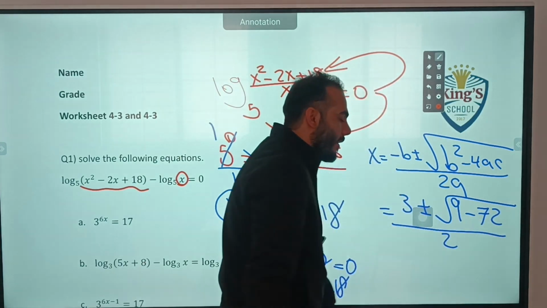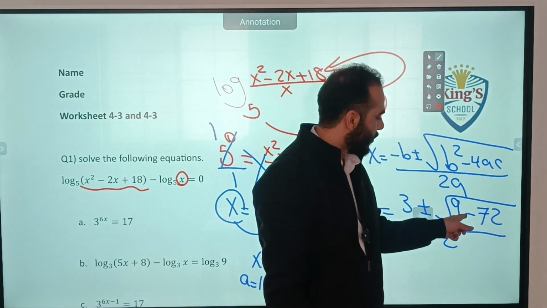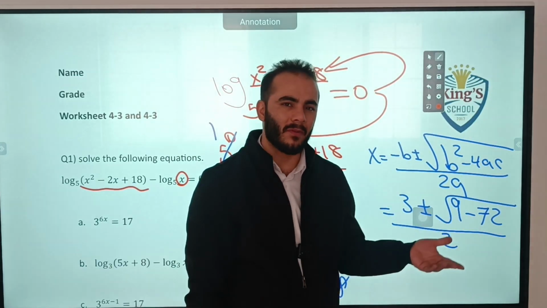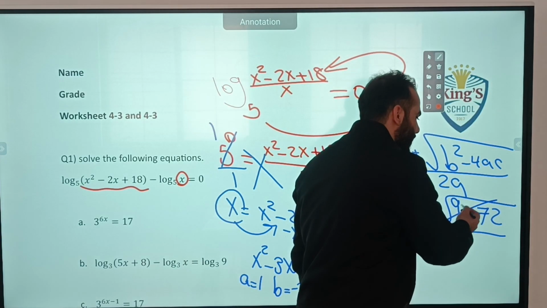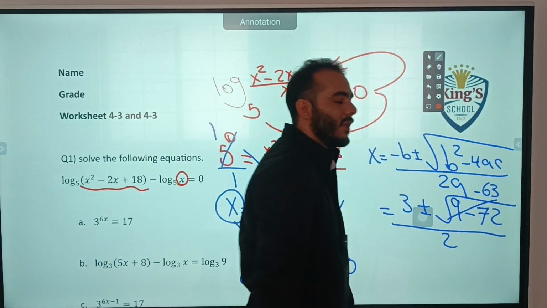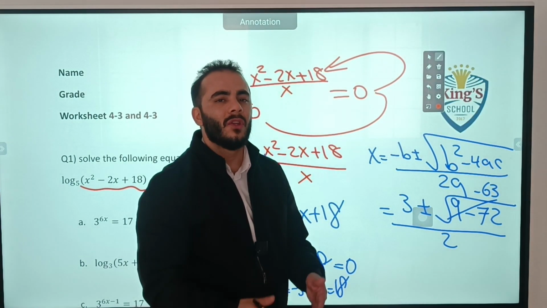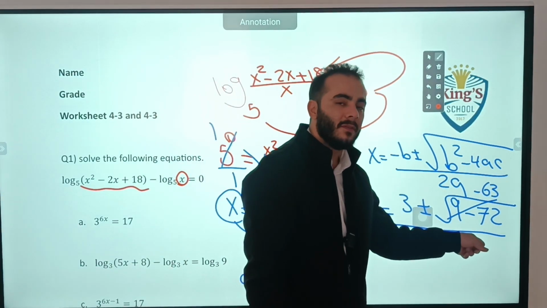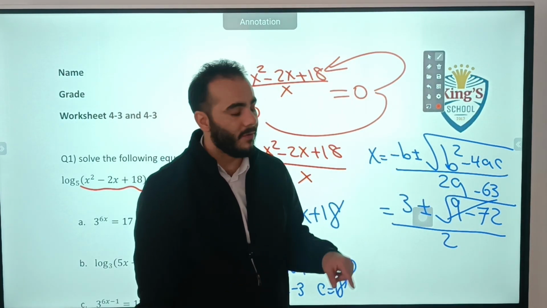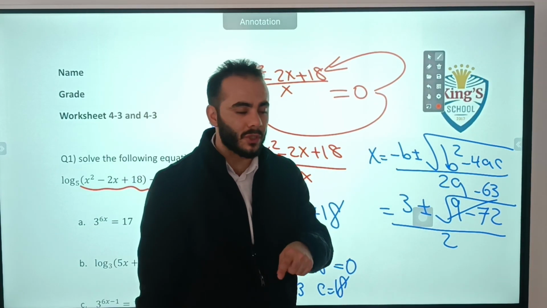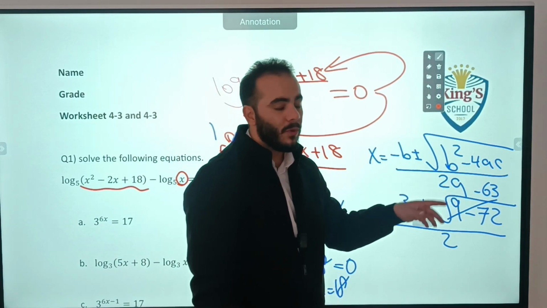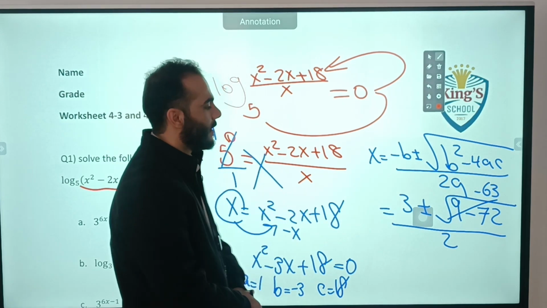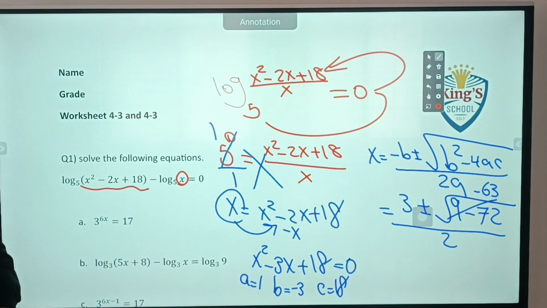Now take a look inside this square root. 9 minus 72 gives us a negative result, negative 63. So we say we have no solution for this equation. If it was positive, we have solutions. If it is 0, we have one solution. And if it is negative, we have no solution. So stop over here, you don't need to go on. That is the result of this equation.